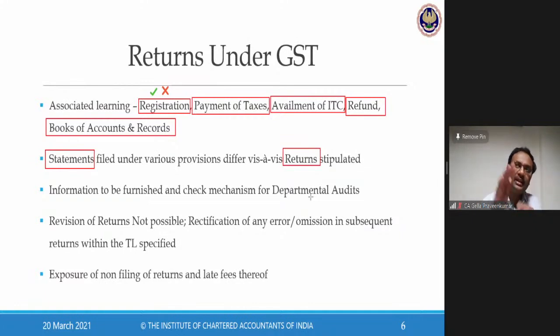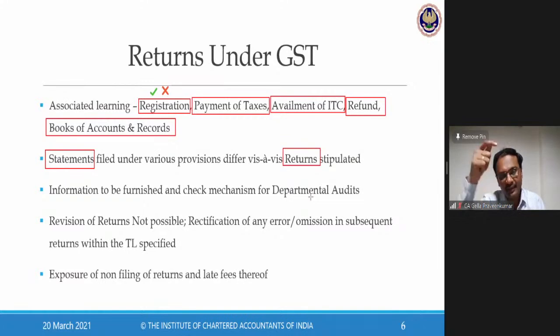Whereas in case of a statement, either in relation to sales or in relation to my purchases, I'll just show transaction level information on the basis of the requirement of the law. So keep in mind, don't use this term returns for all the forms we file. Form GSTR 1 is a statement. Form GSTR 2A and Form GSTR 2B are statements. Form GSTR 3B is a return. Form GSTR 4 is a return, right? Form GSTR 5, again, is a return.